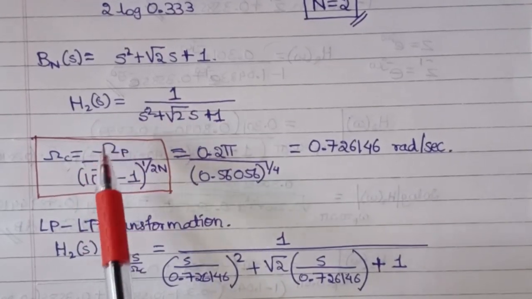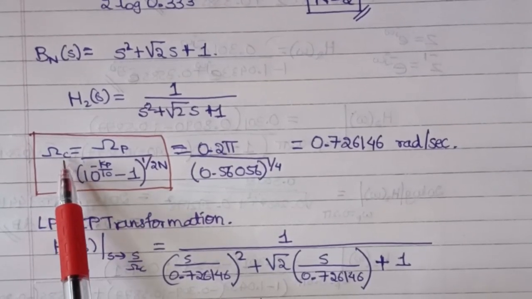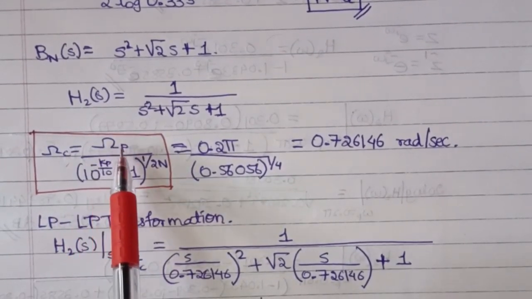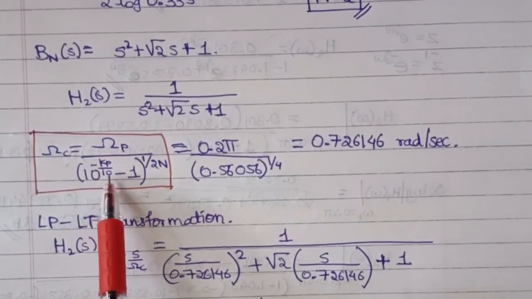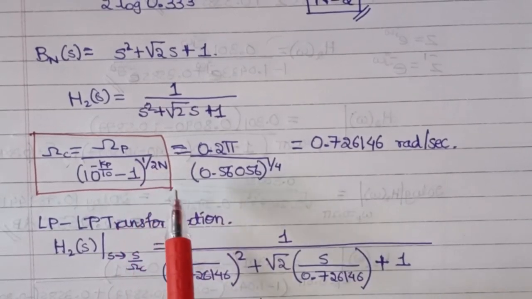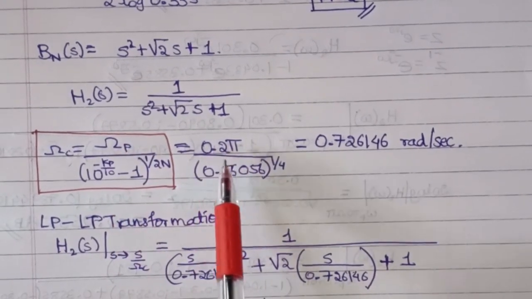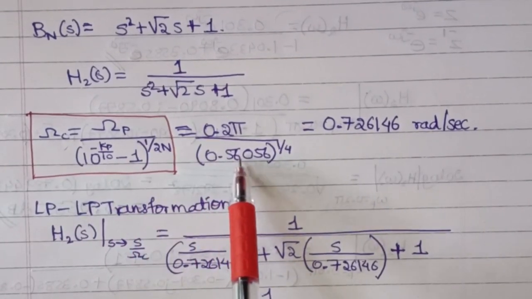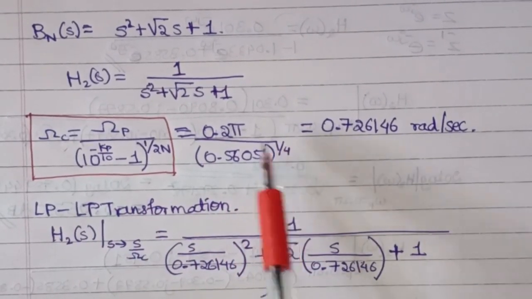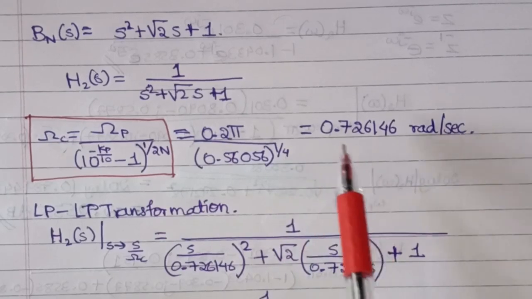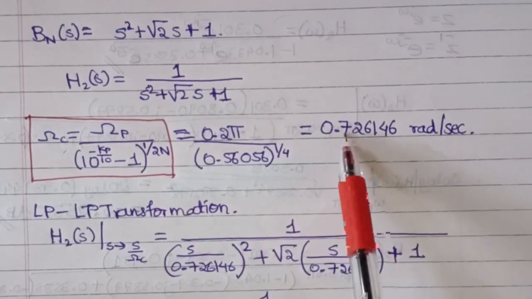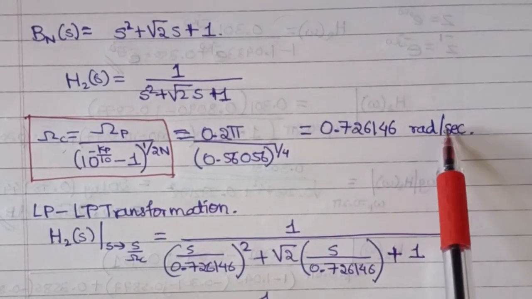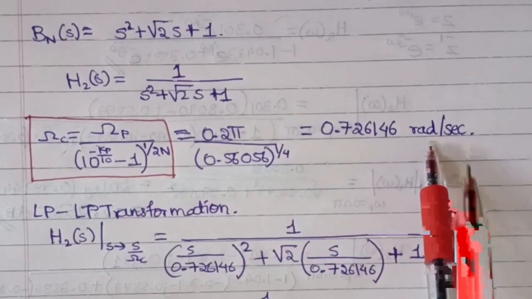After obtaining the transfer function H2(s), we have to find the cutoff frequency ωc given by ωp divided by (10^(-Kp/10) - 1) whole raised to 1/2N. ωp is 0.2π divided by 0.56056 whole to the power 1/2N. N is 2, so 2N is 4, which gives the answer 0.726146 radian per second. This is the cutoff frequency ωc.